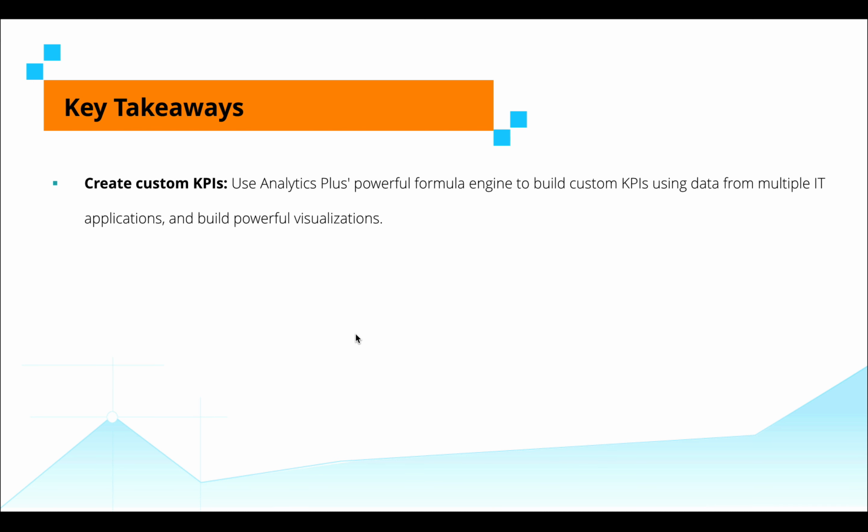Creating custom KPIs. Effortlessly create custom KPIs, such as the burn rate, using data from two or more IT applications. You can leverage Analytics Plus's powerful forecasting and formula engines to build custom KPIs. Then it's as simple as using these formulas to generate insightful visualizations.